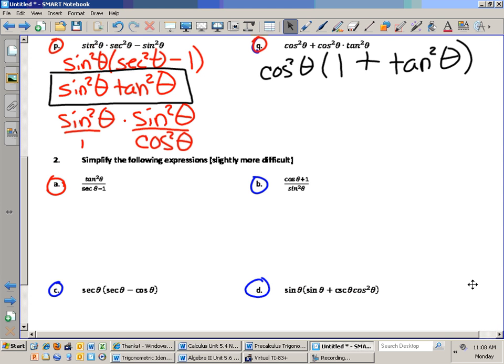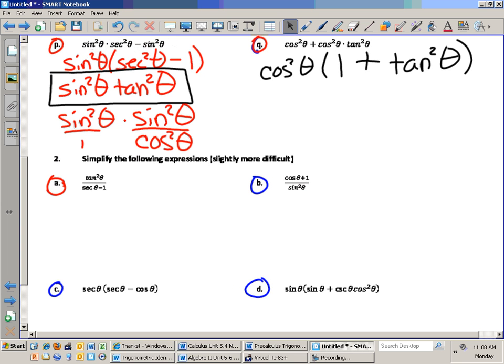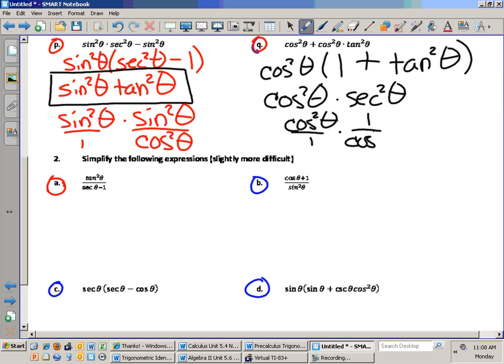Any questions how I got that? Then if you look at your sheet, number 6 says that 1 plus tangent squared of theta is secant squared of theta. Well, what's the relationship between cosine and secant? They're inverses. And if you multiply 2 inverses, you get 1. So I have cosine squared of theta over 1 times 1 over cosine squared of theta. And I get 1.